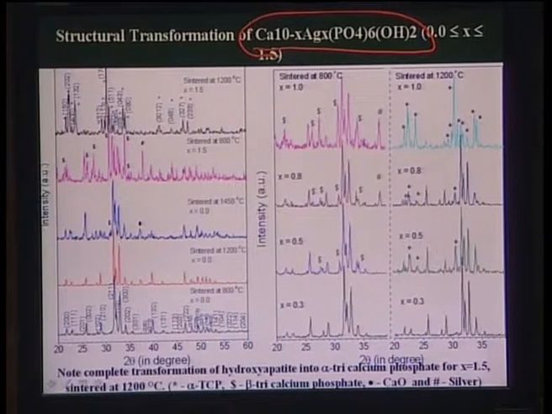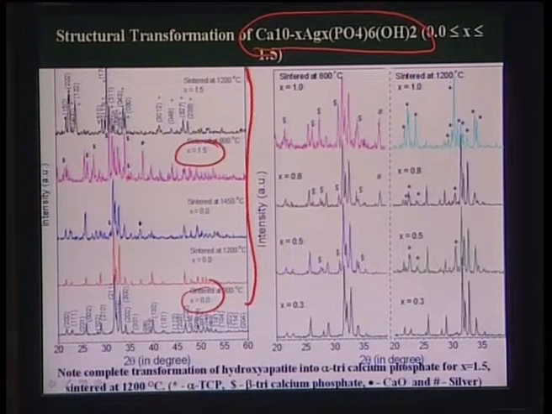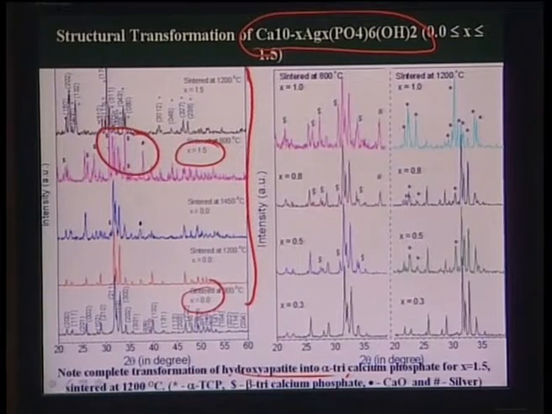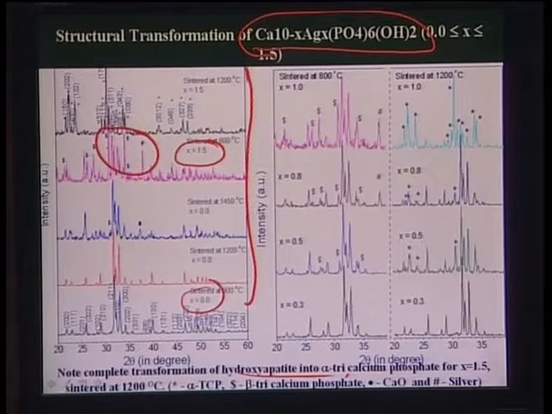Now, when the materials are sintered at 800 to 1200 degrees Celsius, what you notice is that at x equal to 0 and at 800, x equal to 1.5, you can see that there is beta tricalcium phosphate. So when the substitution level, which is denoted by x, is 1.5, you can form a lot of beta tricalcium phosphate.